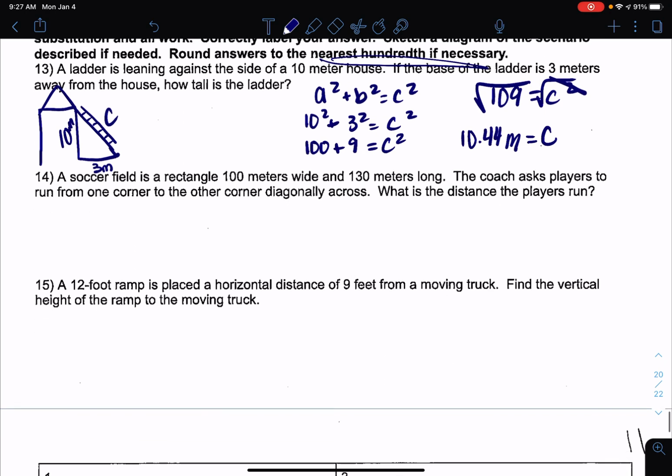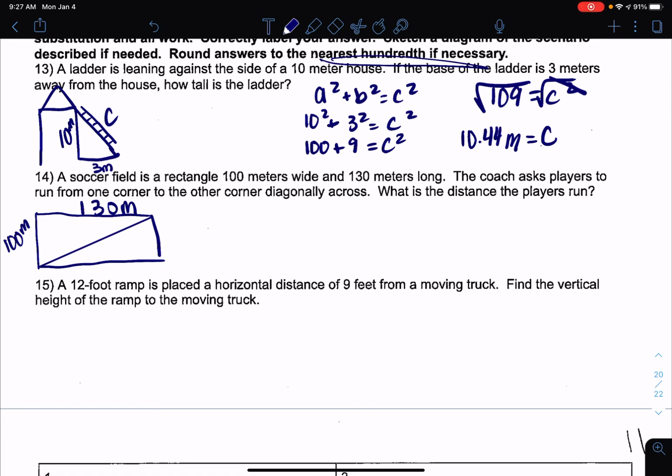All right, now number 14, it says a soccer field is a rectangle. So I'm going to draw a rectangle. Okay, and it says it is 100 meters wide and it is 130 meters long. The coach asks players to run from one corner to the other corner diagonally. I'm going to go ahead and draw my diagonal. Okay. What is the distance the players run?